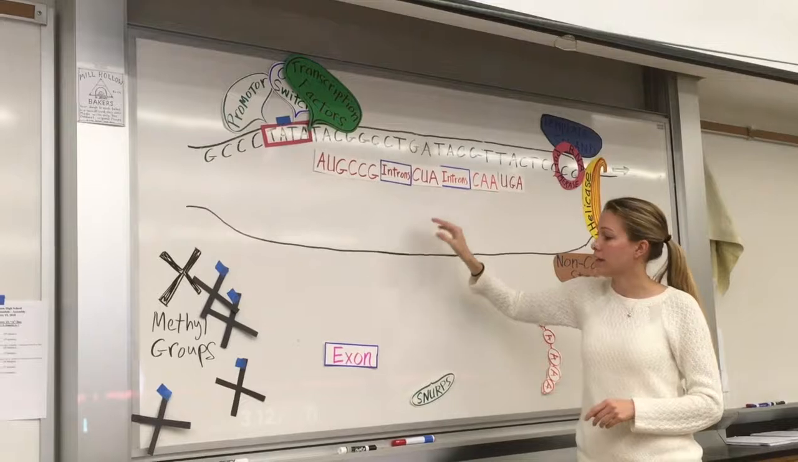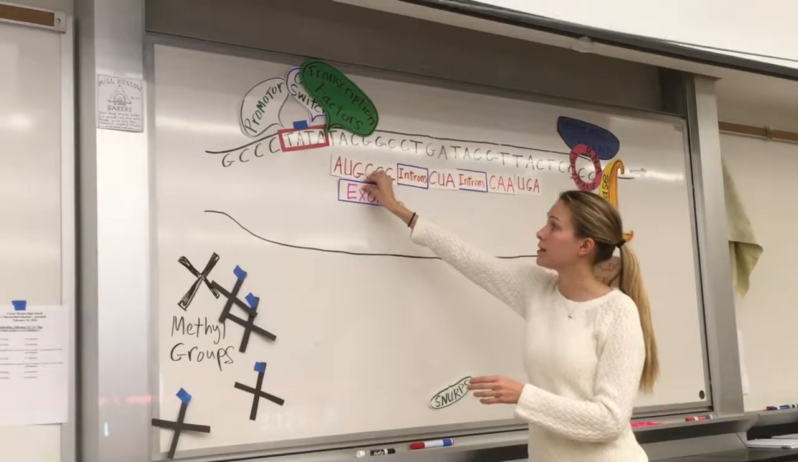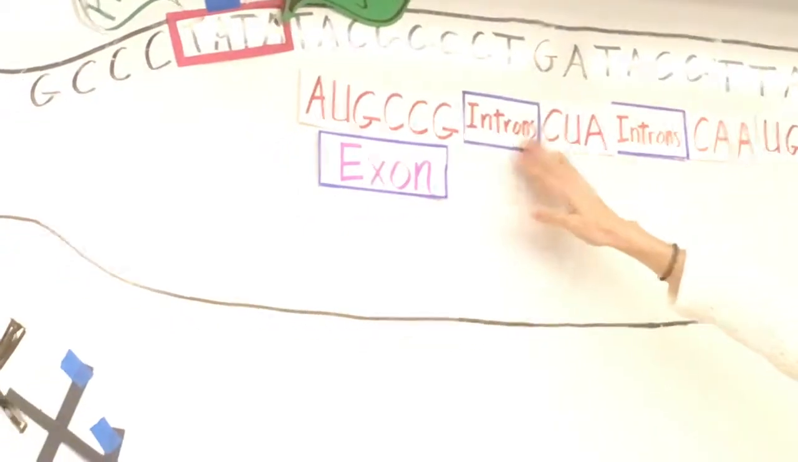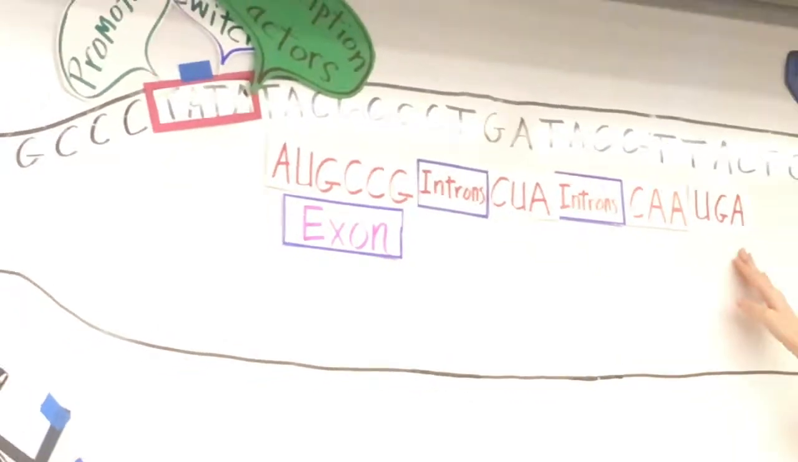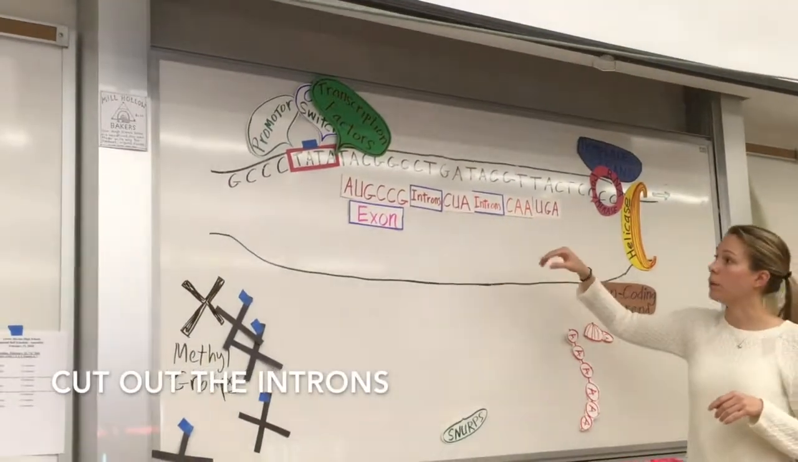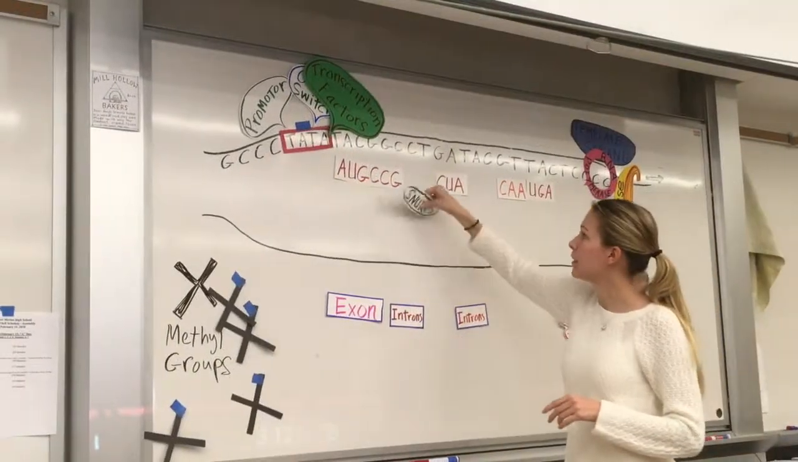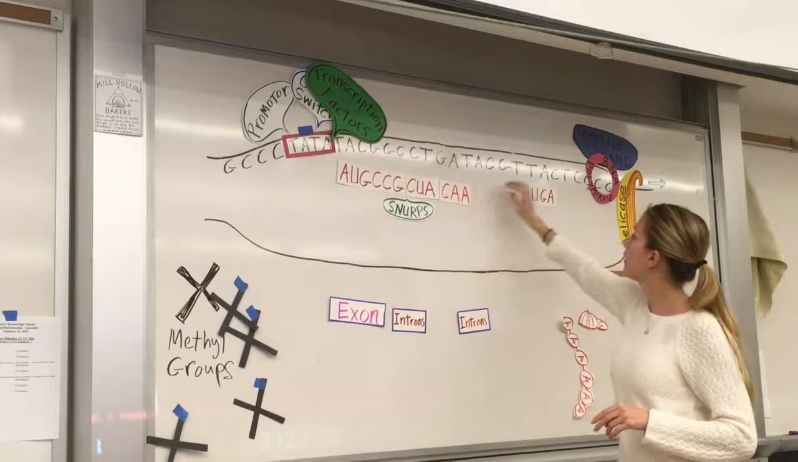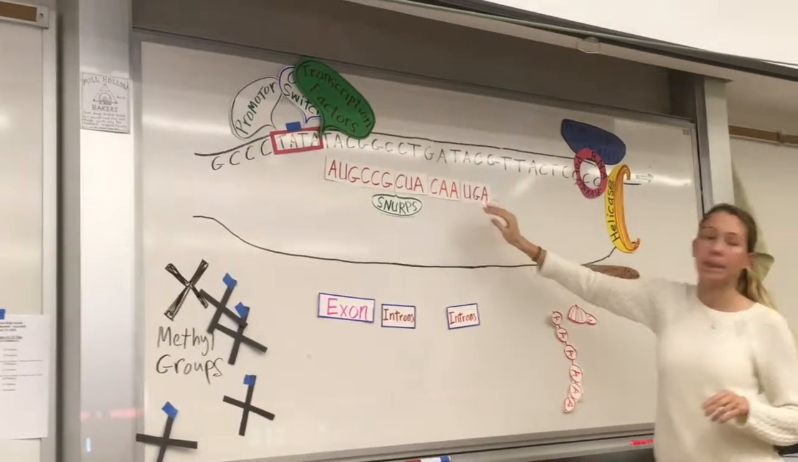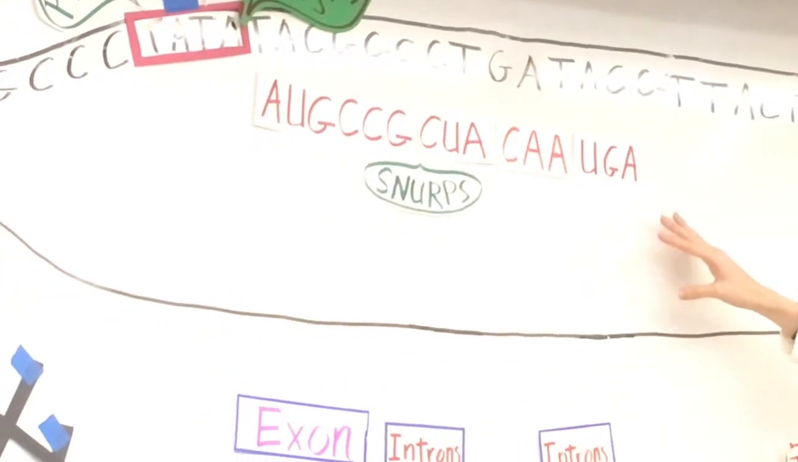So now it still has the introns in here, and these sections that actually do code for something are called exons. So all of these segments are exons, and then the junk segments are introns. And so the first step of processing it would be cutting out the introns. So we would splice out these introns with an enzyme. Then the SNRPs would glue these together, and so you can rewrite it without the introns. So now we've got it with just the genetic code for the gene we're transcribing.